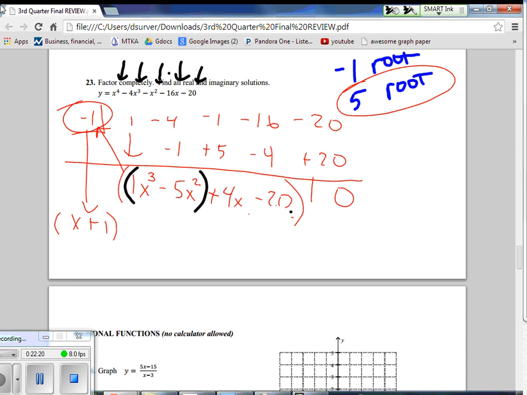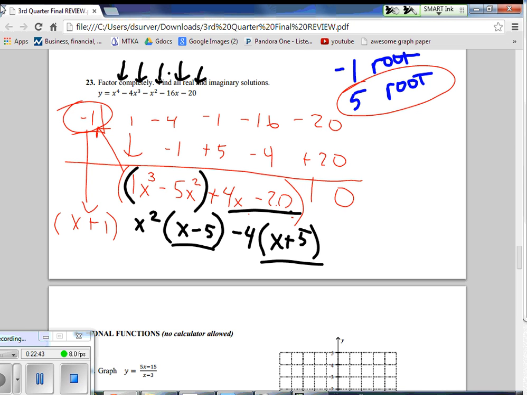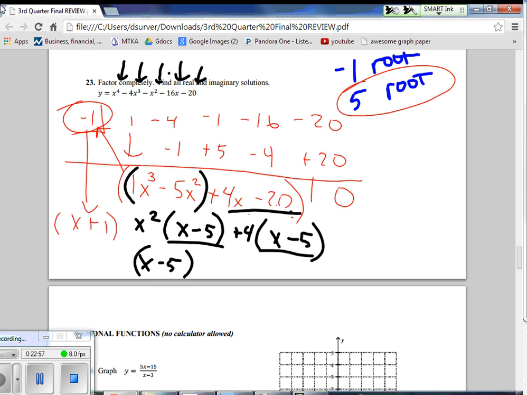So what goes into these two? X squared. What's left when I'm done? X minus 5. What goes into those two? -4 is even better. X, oh wait, no, +4 would have been better. Because if I do -4, I got to do this, and see how these aren't going to match then? So I better not use -4. I better use +4. I'll take a +4 out, and I have x minus 5. Those and those are the same. Final answer, x minus 5, x squared plus 4 is what I have left.